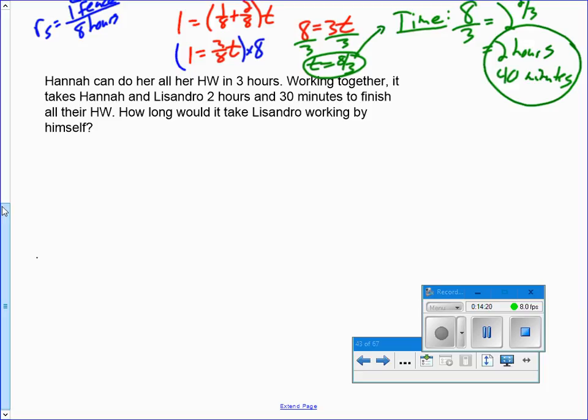Now this other problem is the opposite. If we look into the last sentence, how long would it take Lysandro working by himself is what the question is asking. So it's how long again, so we know it's time. Now he's working by himself, so this is going to be an equation where we're working backwards to find time it would take Lysandro working alone. So we still start with the same equation.